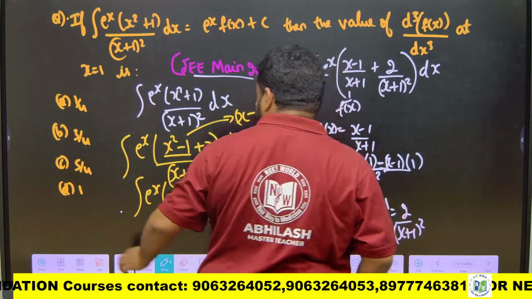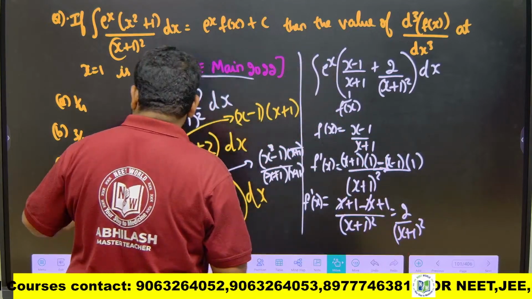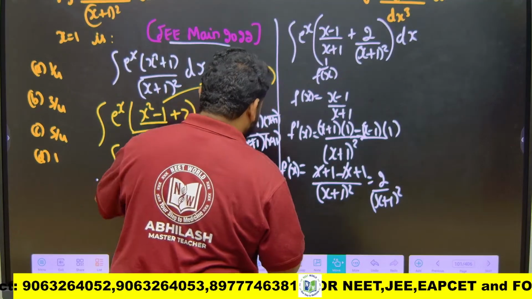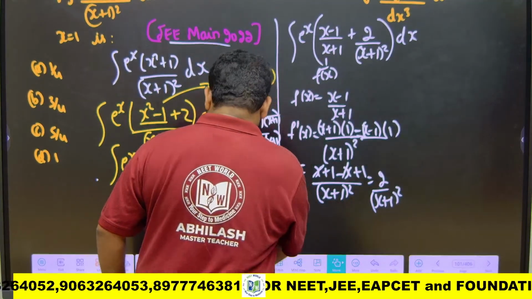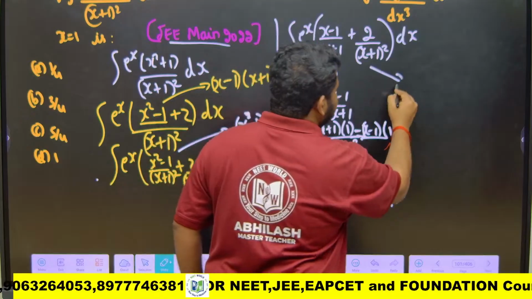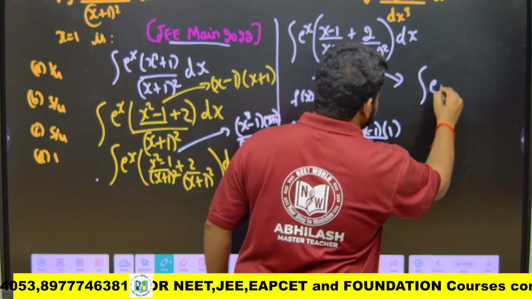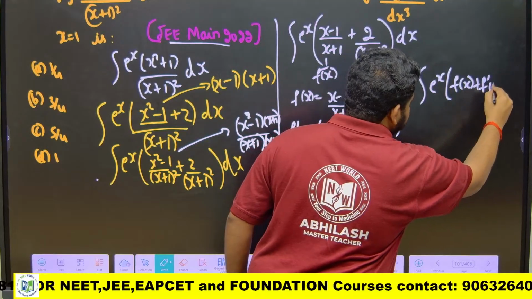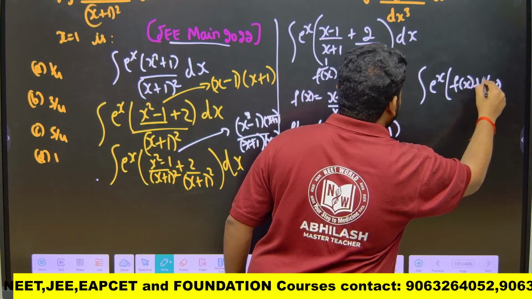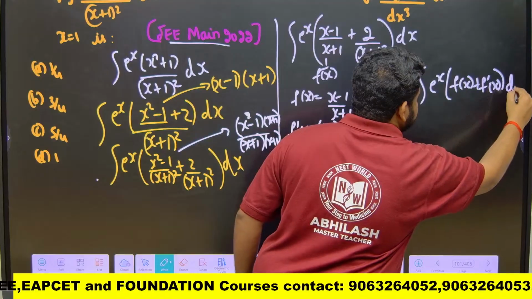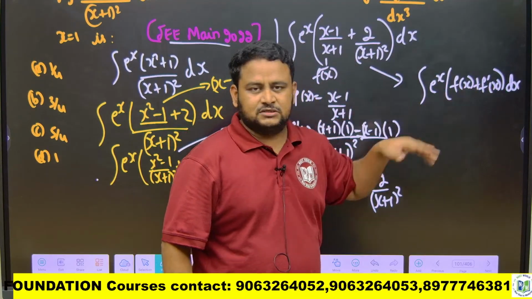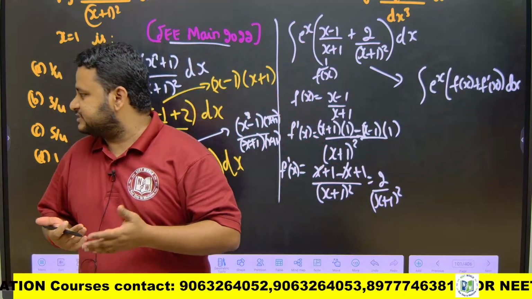So what will this become, friends? The function we got is in the form of e power x into f of x plus f dash of x, dx. It is of this form, e power x f of x plus f dash of x dx. So what is the answer to this question, friends?